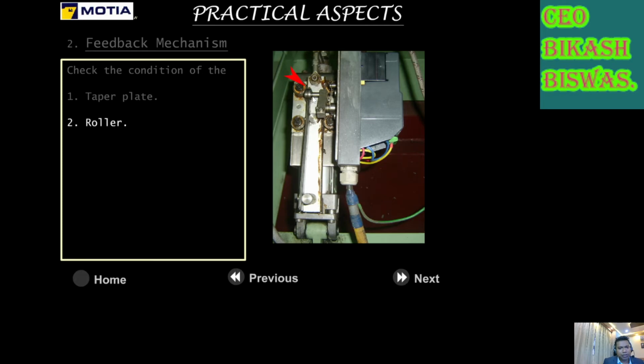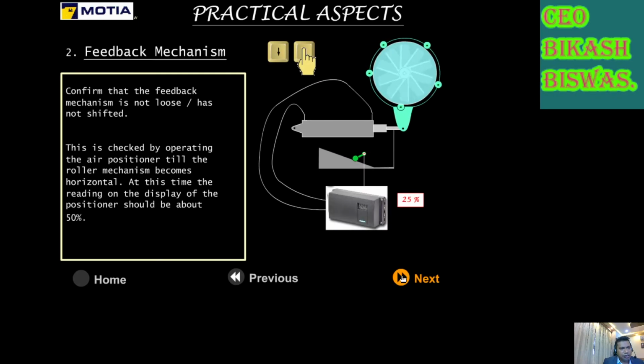Then this roller sometimes comes out. Roller gets worn out. Roller gets stuck. So you have to check that. There is a spring which is keeping this roller pressed on this taper plate, so the spring also plays a major role. Sometimes this spring gets dislodged from its original location. Now confirm that the feedback mechanism is not loose or it has not shifted.